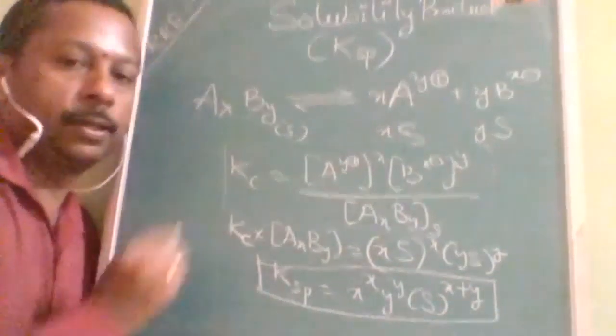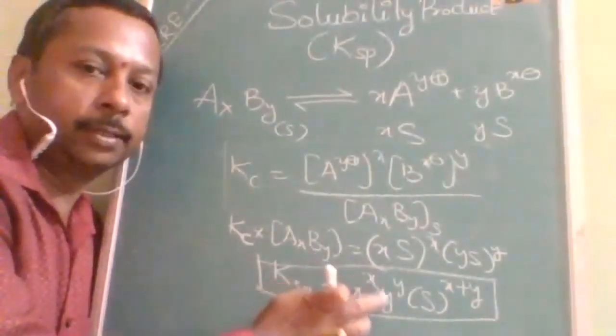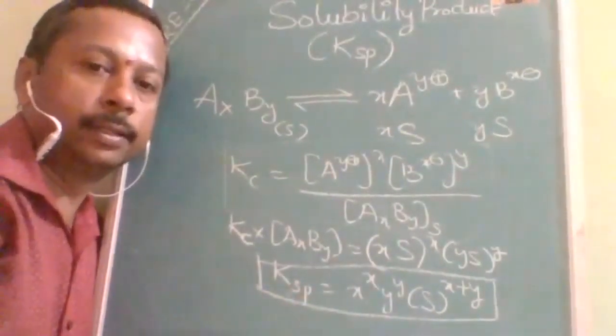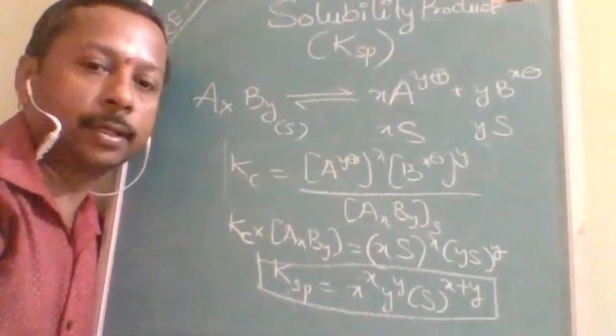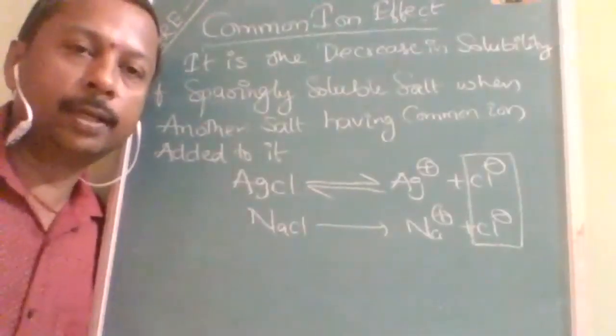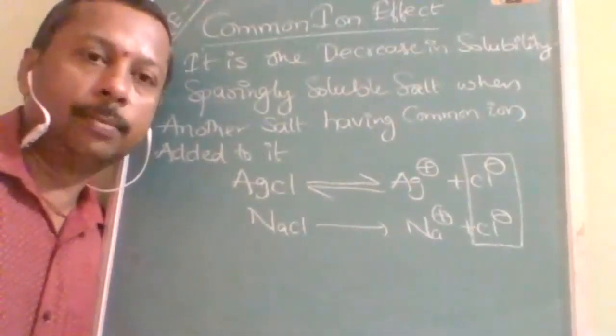On simplification, this is also a most important formula: Ksp equals x to the power of x, y to the power of y, s to the power of x plus y. This is about the solubility product. Is it understood, students?